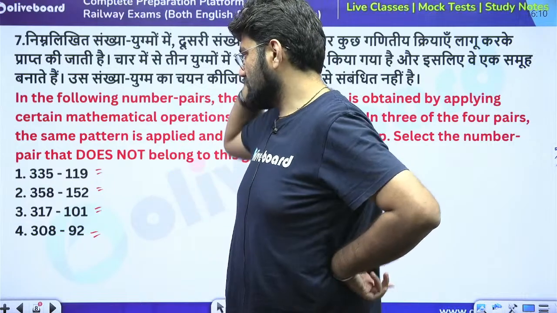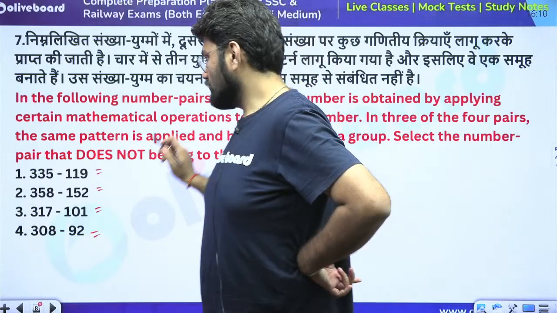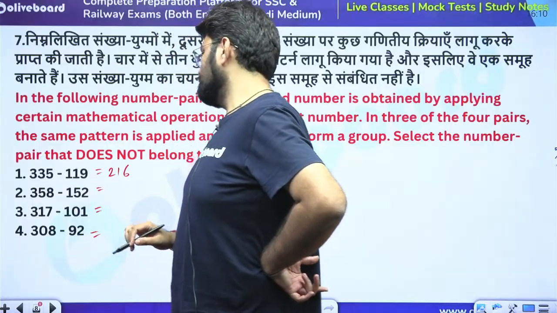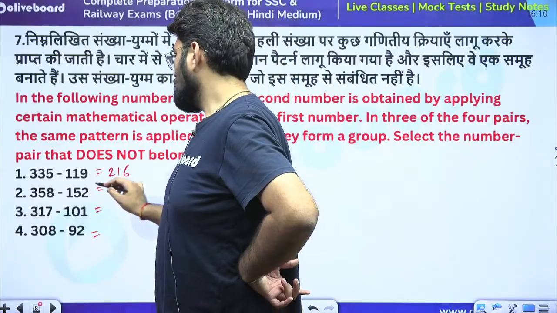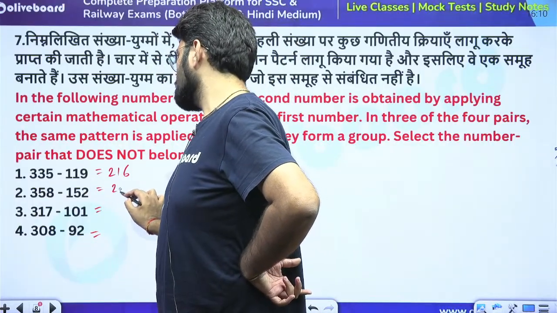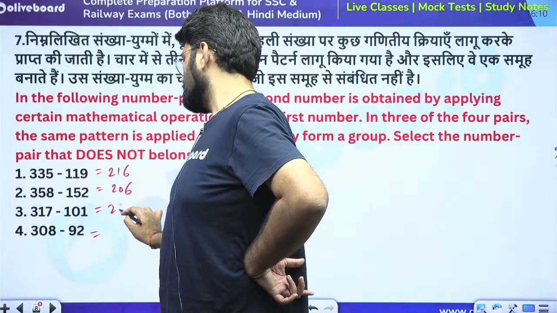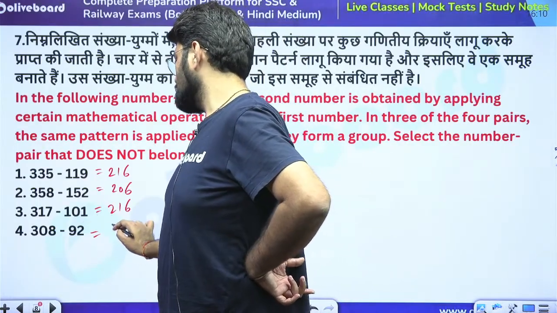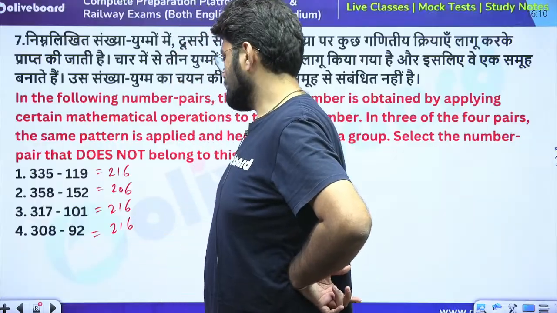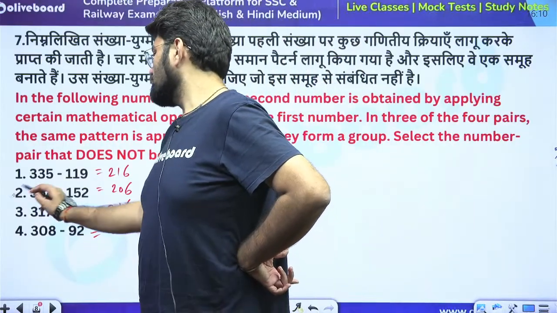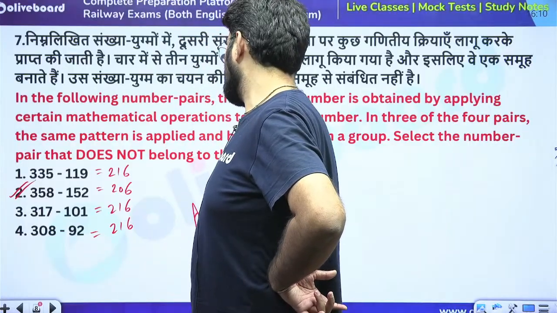If you find the difference here, what do you get? This is 216, right? Correct? This here is 206. Okay, this is again 216. This is again 216, right? Correct? So option 2 becomes my odd one out.